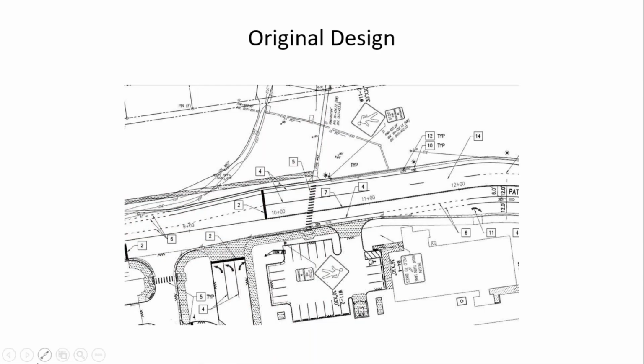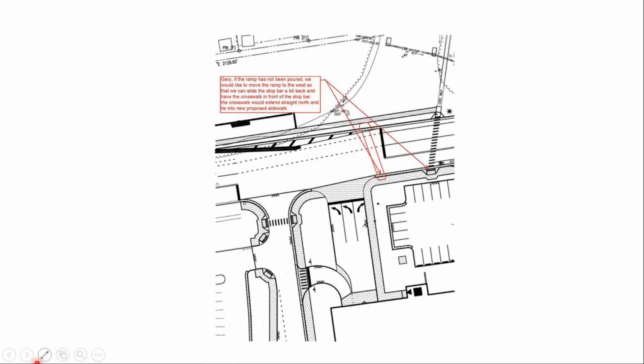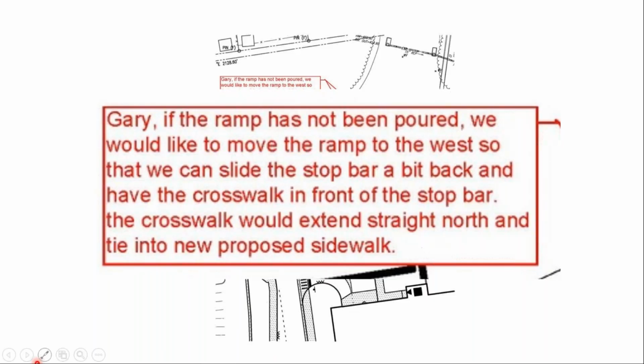I mentioned there were also some marked up drawings. So notice here's a marked up drawing with reviewers' comments. Let's blow that up so you can read it. It's addressed to Gary, who I guess was one of the designers. It says, Gary, if the ramp has not been poured, we would like to move the ramp to the west so that we can slide the stop bar a bit back and have the crosswalk in front of the stop bar. The crosswalk would extend straight north and tie into the new proposed crosswalk.